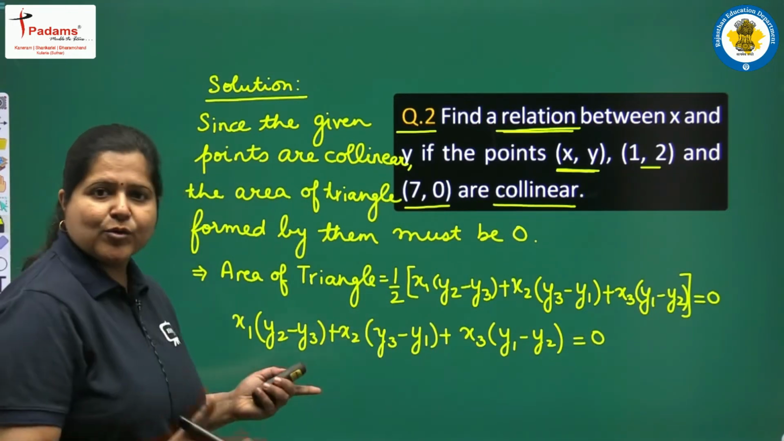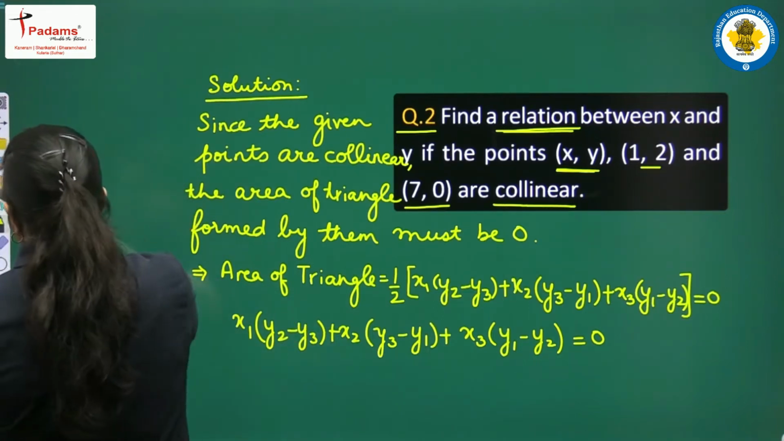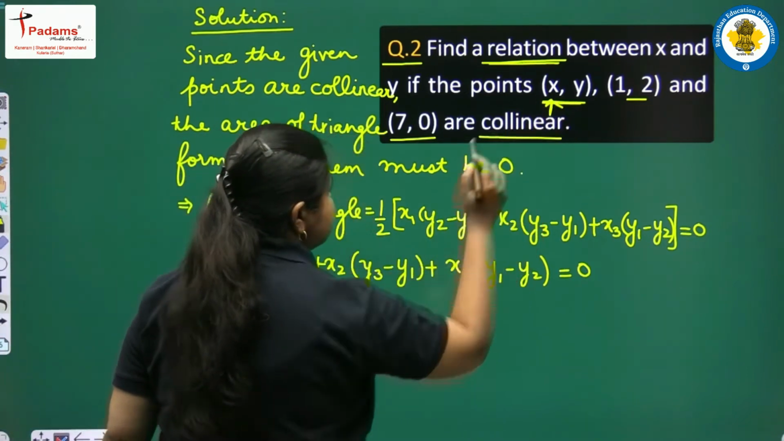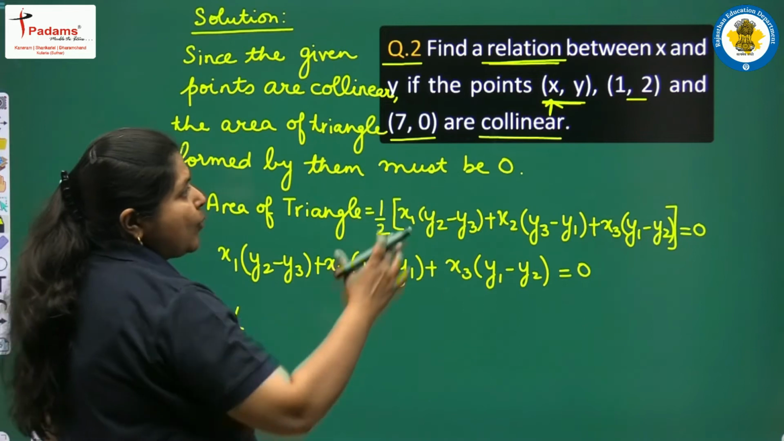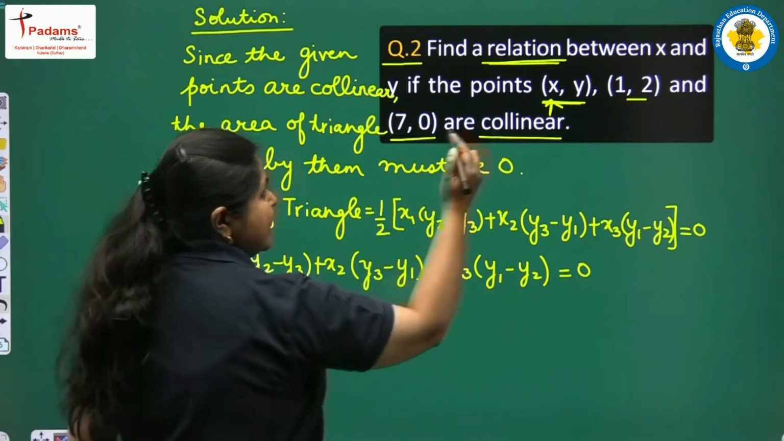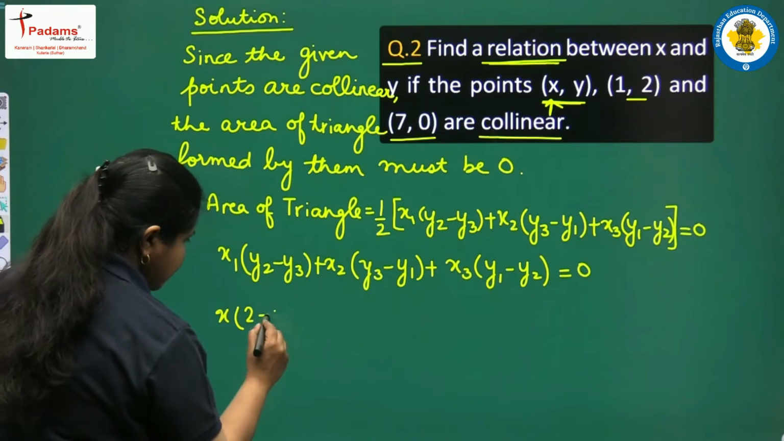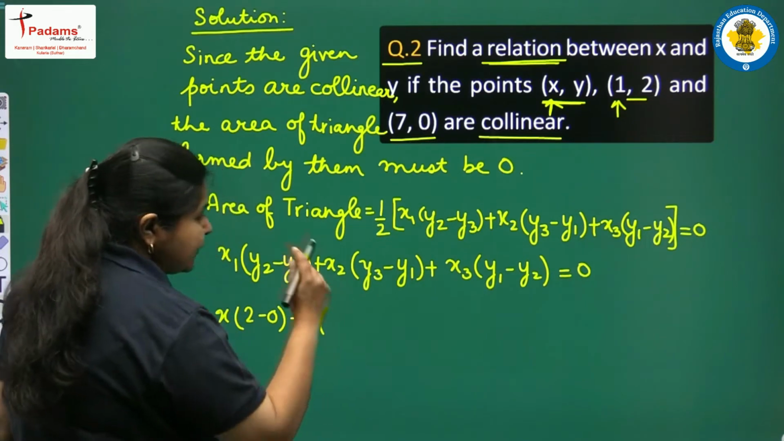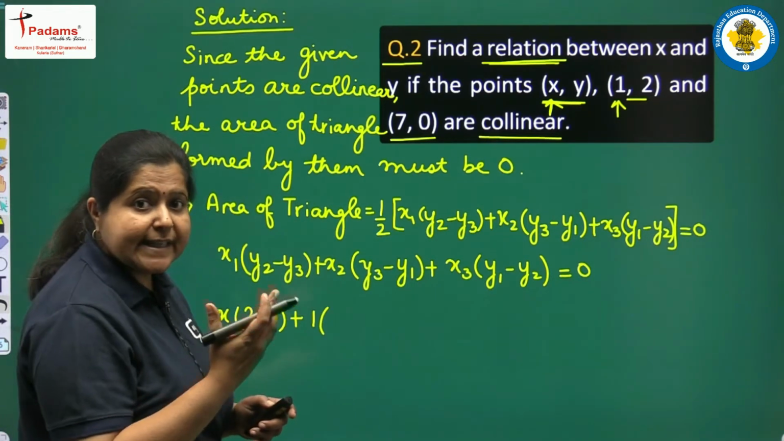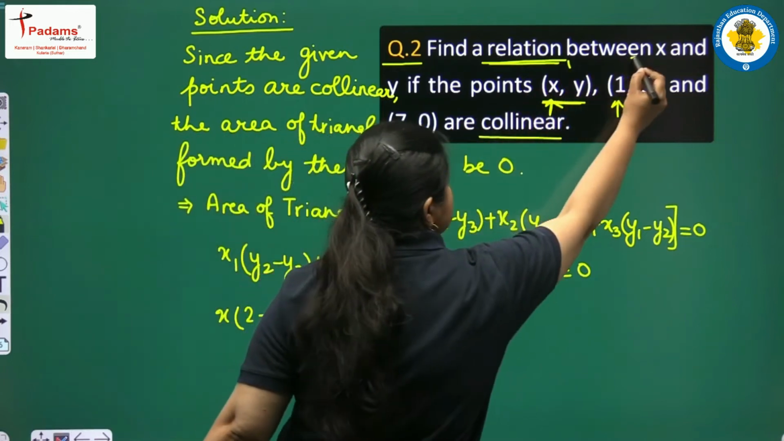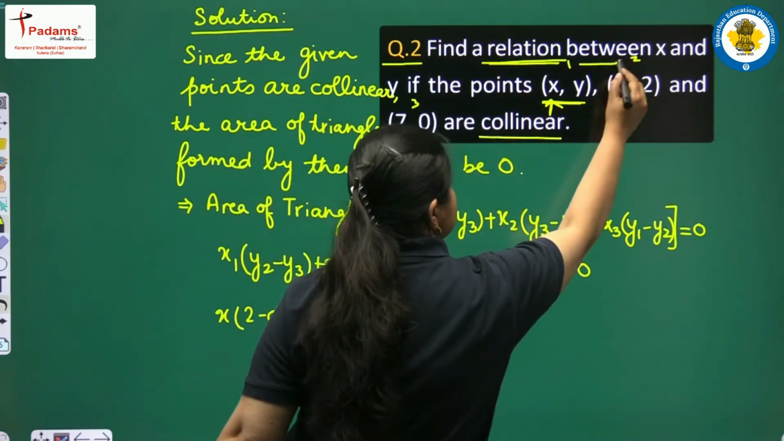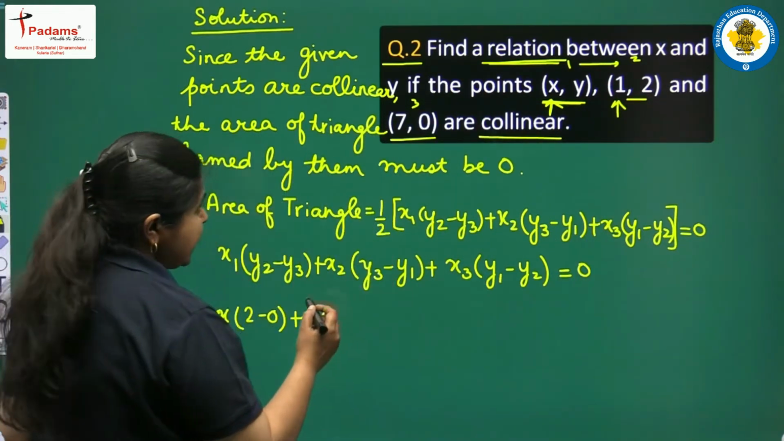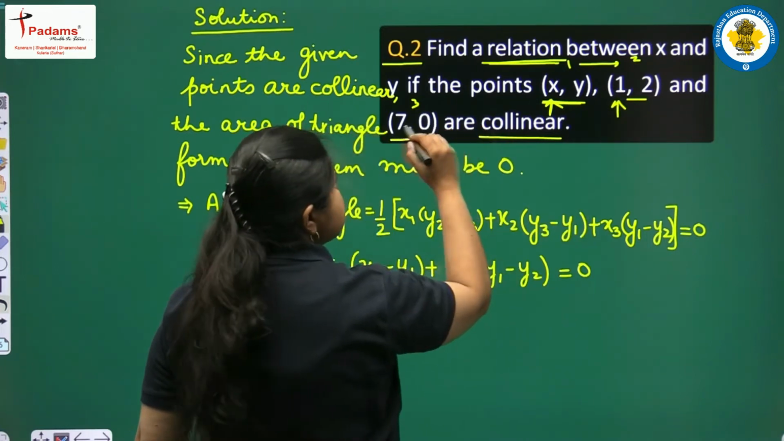Now let us put in the coordinates here. How to write? We take the x coordinate of the first point which is x itself, and then we will take the difference of the y coordinates of the remaining points, 2 minus 0. Now the x coordinate of the second point which is 1, and then we will take the difference of the y coordinates of the remaining points, in which cycle? 1, 2 and 3. In this cycle, after 1 comes 2, after 2 comes 3, and after 3 back to 1. Okay, you remember it, right? So here we are taking it as 1 here and then we will take 0 minus y.